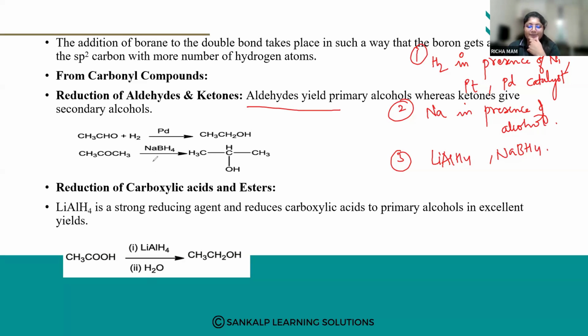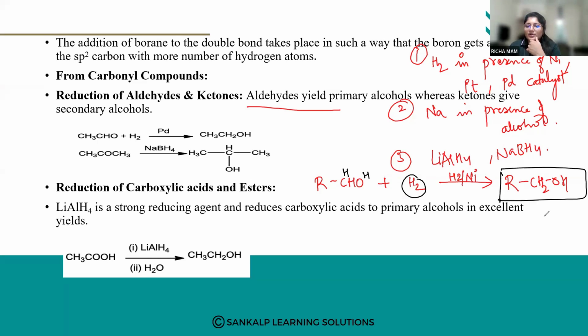Okay, so let us see. If I give you the general RCHO, RCHO is an aldehyde. When you react it with dihydrogen in the presence of nickel as a catalyst, what am I going to get? What is reduction, students? Reduction means addition of hydrogen. So I'm going to get RCH2OH. We have added hydrogen, one hydrogen here, one hydrogen here. So I got a primary alcohol.